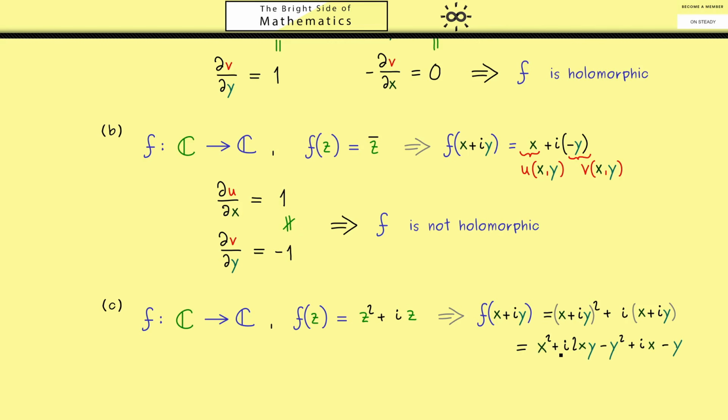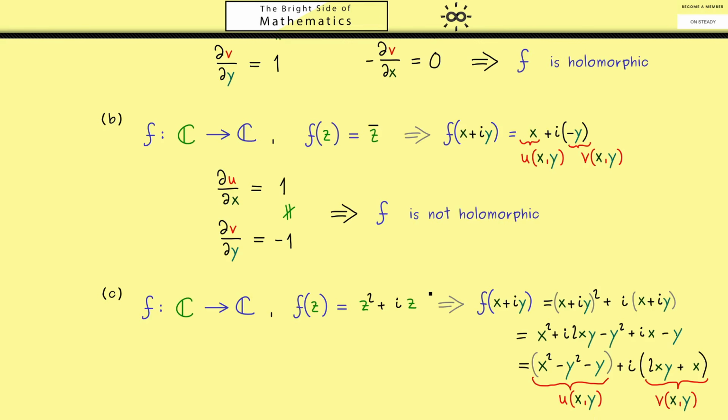So we have x squared plus i times 2 times xy minus y squared from the binomial plus i times x and minus y. Now let's put the real part to the left and the imaginary part to the right. So the real part is everything without an i, and for the imaginary part I factor out one i. And then we have the result we wanted. Because again, here we have our function u and there we have the function v. Now with these two functions we can check the Cauchy-Riemann equations again.